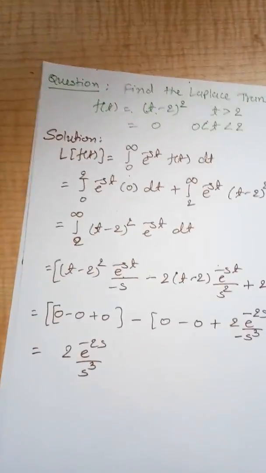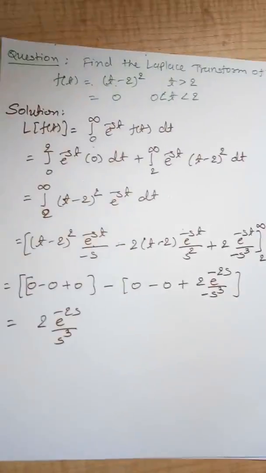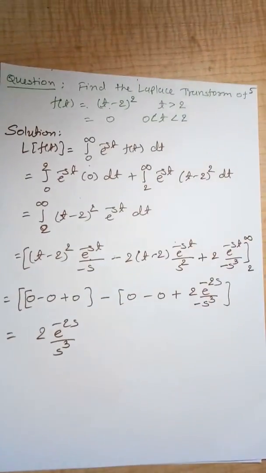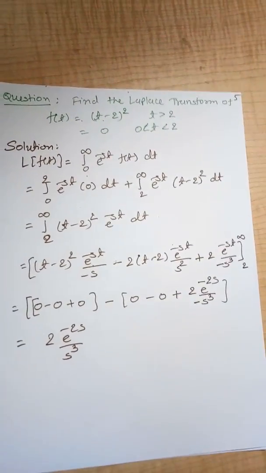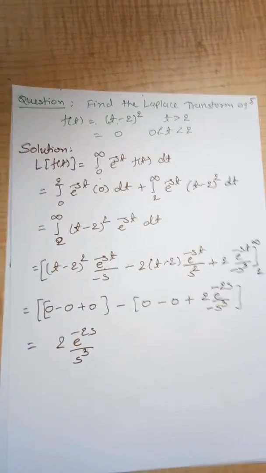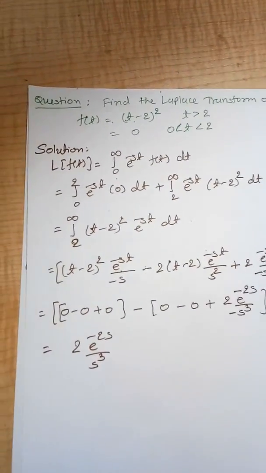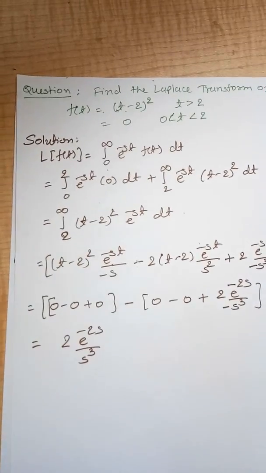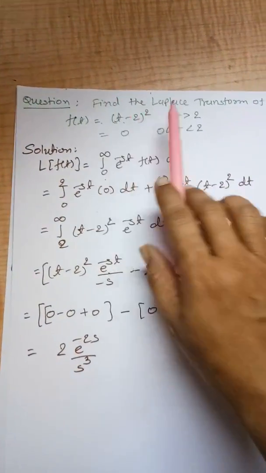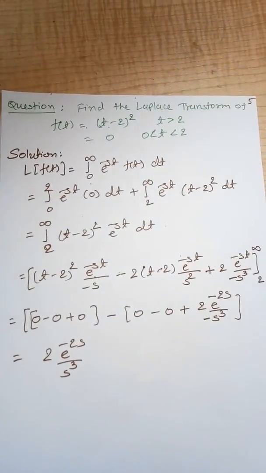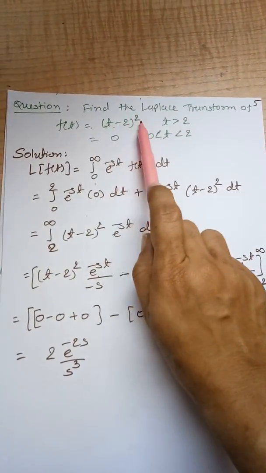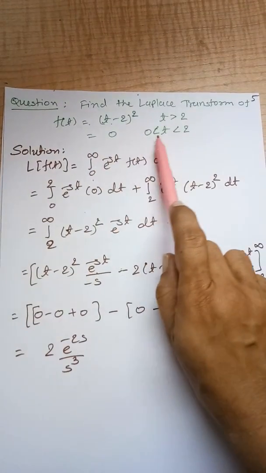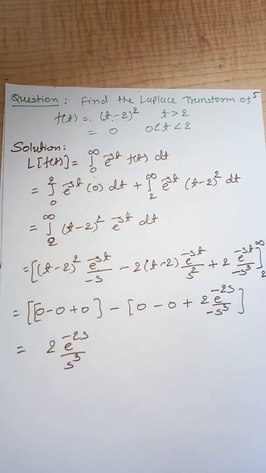Okay, students, let's solve one example. Our given function is a discontinuous function, and we find the Laplace transform of that discontinuous elementary function. So our question is: find the Laplace transform of f of t equal to t minus 2 whole square for t greater than 2, and equal to 0 where t is between 0 and 2.